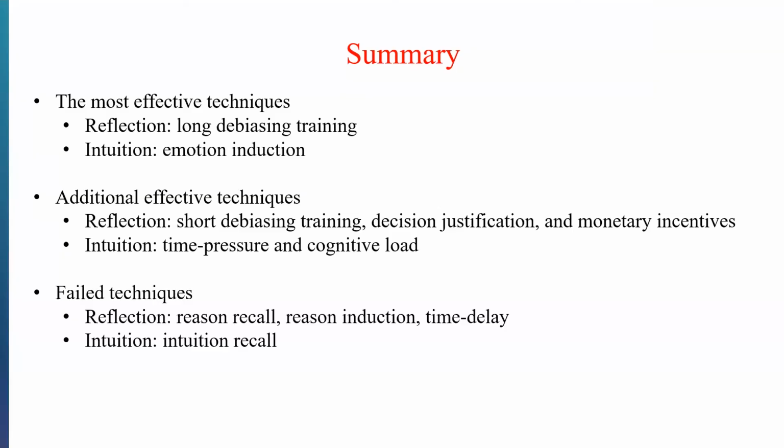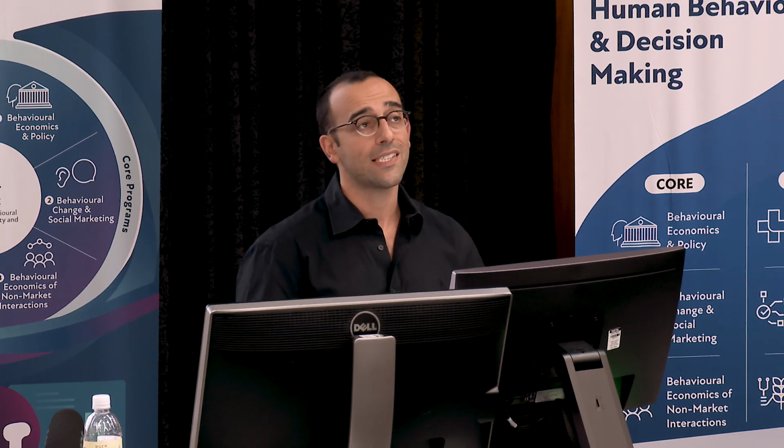But there are a few often used manipulations that researchers should no longer use, including recall manipulations on both sides, but also reason induction, and the brief time delay, like the 10 to 20 second time delay, should also not be used.